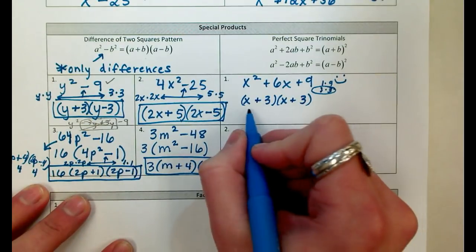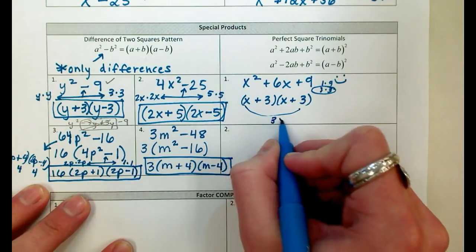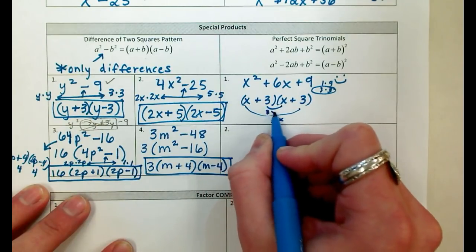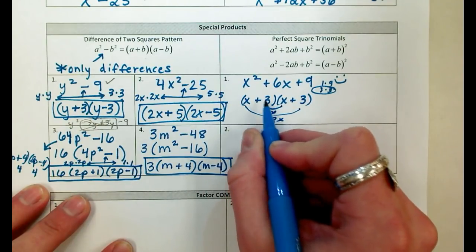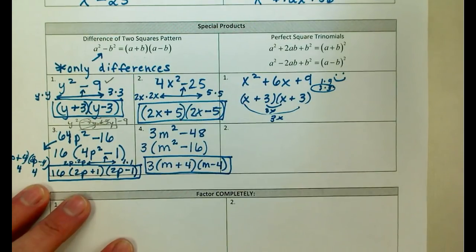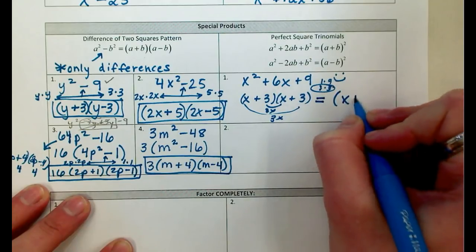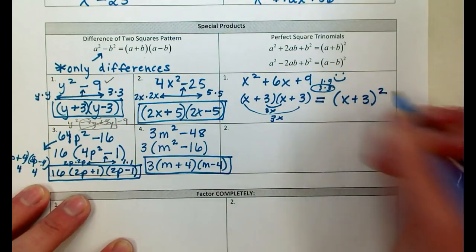Now we can see this is working out. X times x is x squared. X times 3 is 3x. 3 times x is 3x, which gives us 6x. And 3 times 3 is 9. Now what we do with this after we factor it is how we write our answer. x plus 3 times x plus 3 is rewritten as x plus 3 squared.